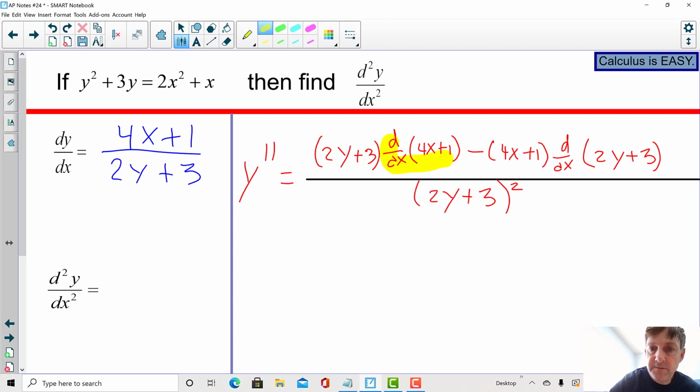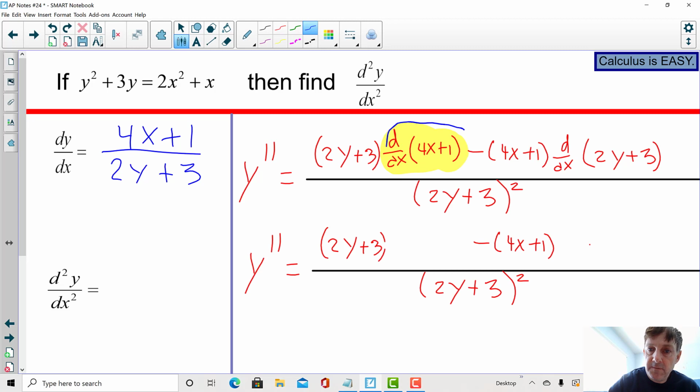Okay, let's do this derivative here. The derivative of 4x plus 1 is just going to be 4. Remember, 4x plus 1 is just a line. It's like y equals mx plus b, so the slope is just going to be the m, so it's just the 4. Now let's do this derivative here.